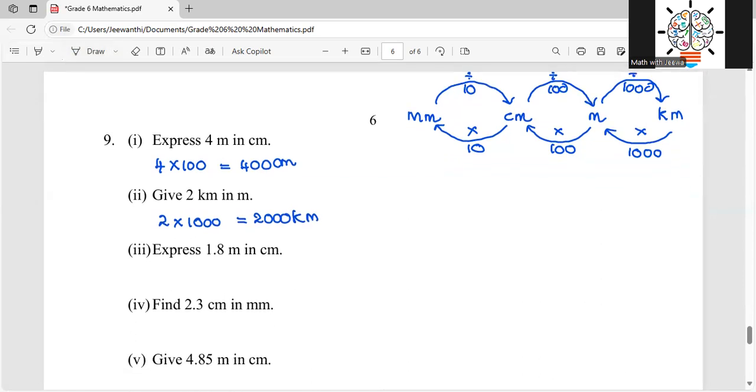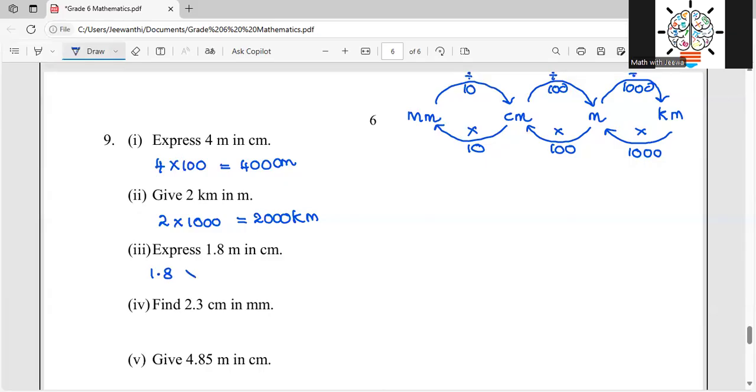Right? So then 1.8 meters into centimeters, again we multiply by 100. 1.8 multiplied by 100. Here you want to use your decimal knowledge. A decimal number you multiply by 100 according to the number of zeros, even though it is not the real way of doing it, there is another mathematical concept.